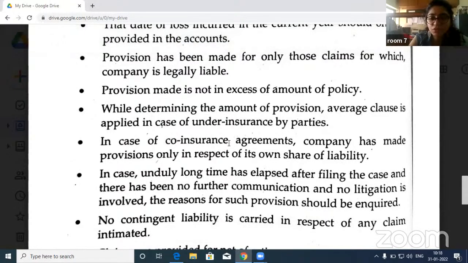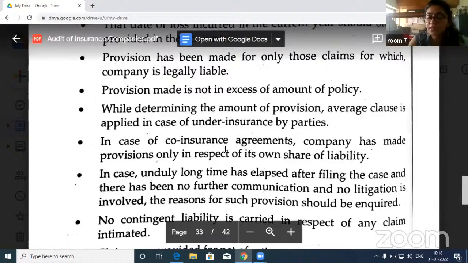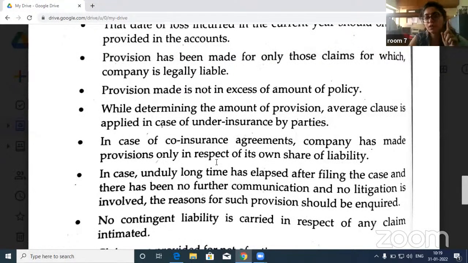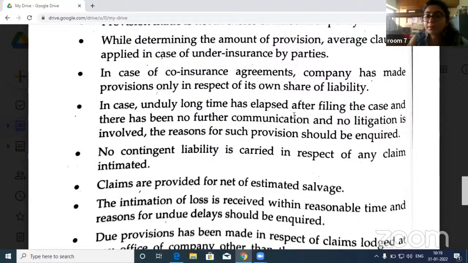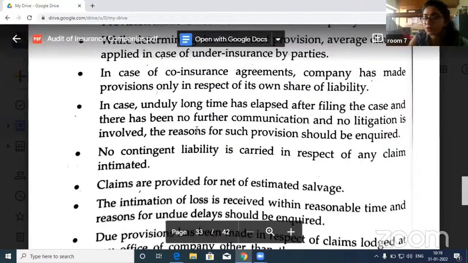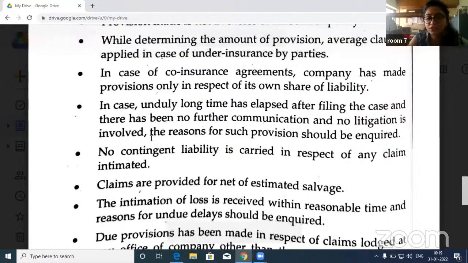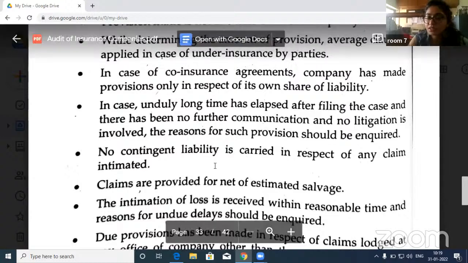Okay. If it is co-insurance, then auditor has to check the agreement copy. Okay. And the provisions that are made for such co-insurance and how much premium has been decided by the company. Okay. And how much company is going to receive premium for such co-insurance. Unduly long time has elapsed after filing the case and there has been no further communication and no litigation is involved. So uska aapko reason, you should know reason for that. Okay. No contingent liability is carried out in respect of any claims. You need to check all these.